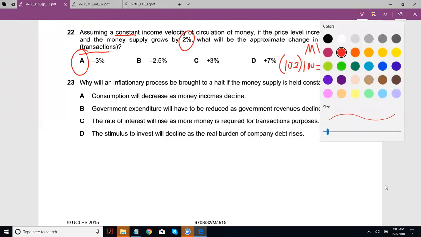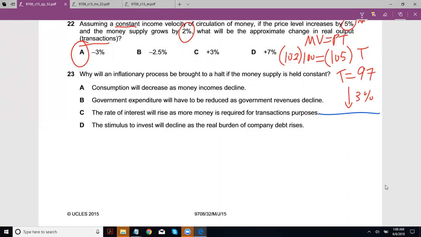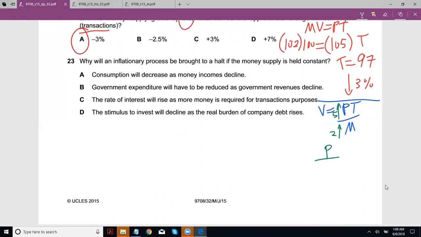Another way you can do this, in case you didn't understand this way, is to make V the subject, because you know that V is the same, and just look at it in terms of percentages. So P has increased by 5% and M has increased by 2%, which means P upon M, this overall thing, has increased by 3%. You just subtract 5 minus 2, because if your numerator is increasing by 5%, increasing your denominator kind of goes against that. So it's 5 minus 2. So your P upon M is increasing by 3%.